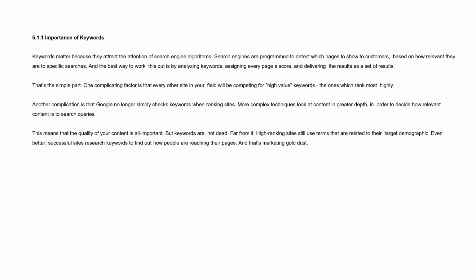That's the simple part. One complicating factor is that every other site in our field will be competing for high value keywords, the ones which rank most highly. Another complication is that Google no longer simply checks keywords when ranking a site. More complex techniques look at content in greater depth in order to decide how relevant content is to the search queries. This means that the quality of your content is all important, but keywords are not dead. Far from it. High ranking sites still use terms that are related to their target demographic. Even better, successful sites research words to find out how people are searching their pages, and that's the marketing gold dust.